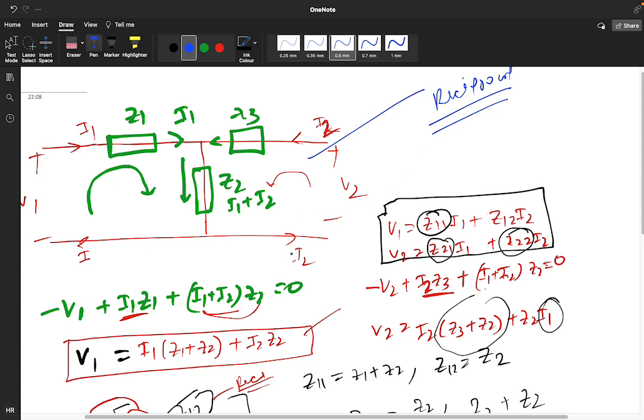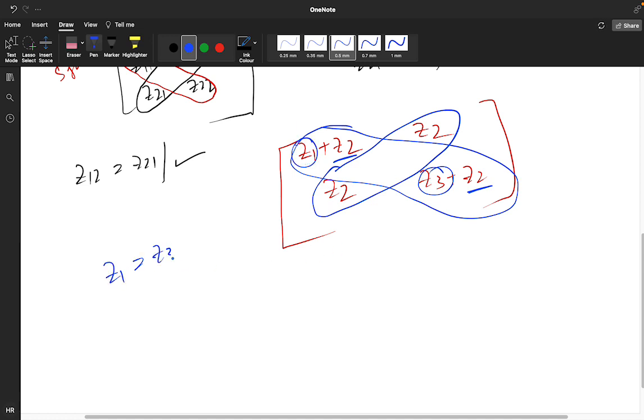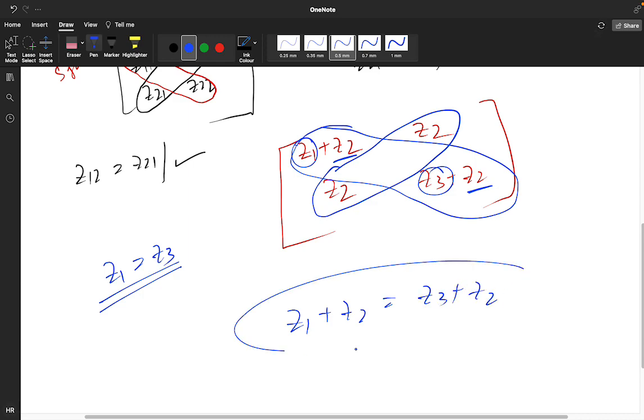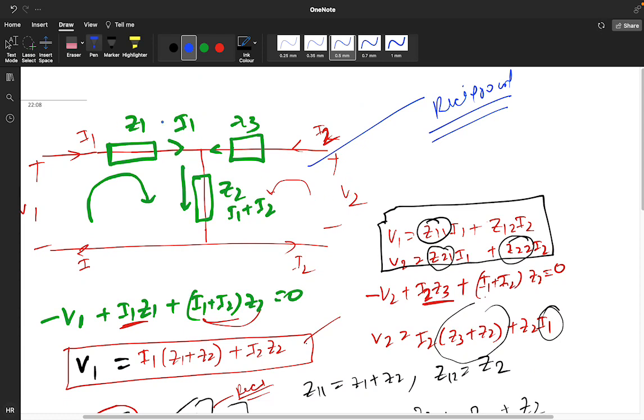But for symmetricity, this should be equal. So what are we getting? We are getting Z2 here, but here we are getting Z3 terms and Z1 terms. So if Z1 is equal to Z3, then we can say Z1 plus Z2 is equal to Z3 plus Z2, and then the network is symmetric. So if these and these are the same, only then can we say the network is symmetric.